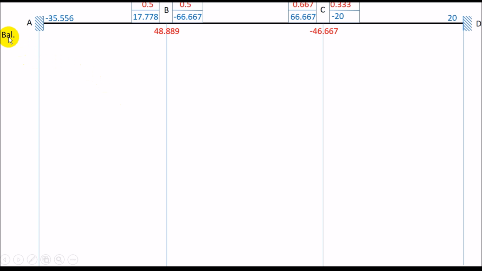The first step is balancing the moment. As you can see, there is an anti-clockwise moment on my joint, I'm sorry, an anti-clockwise moment of minus 48.889. Thus to balance it, my beam will apply a moment of 48.889. This is the first balancing step. The second step is the distribution step, that is a contribution step, as you can see. So contribution by this would be 24.445 and again 24.445.